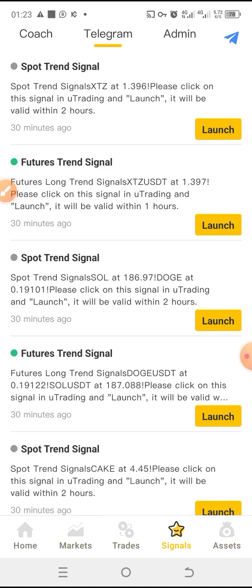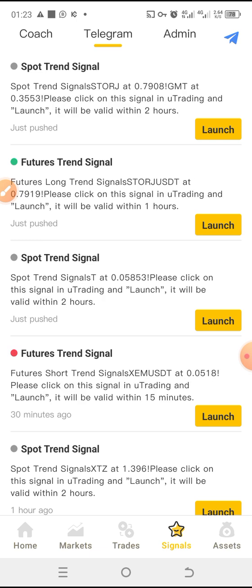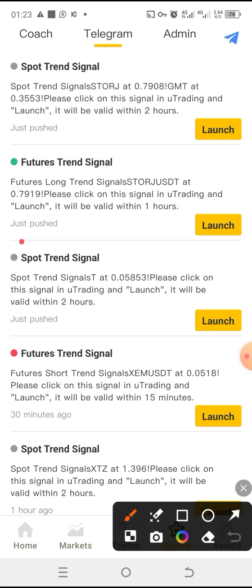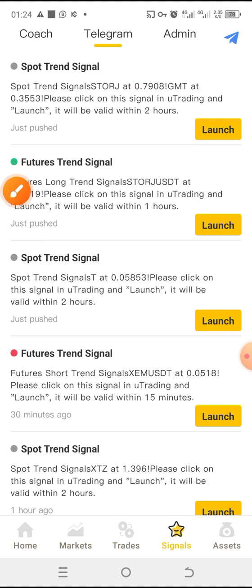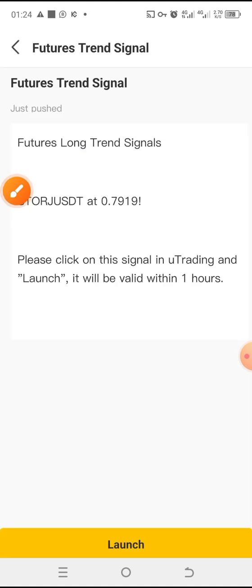Then the second one is to come here and look for signals. Wow. Thank you. This signal came on time. This signal is showing us this. This is futures and it says just pushed. You understand? Just pushed simply means it has just been pushed. It's less than a minute. Then this is another just pushed spot, another just pushed spot. So you can quickly click on this.